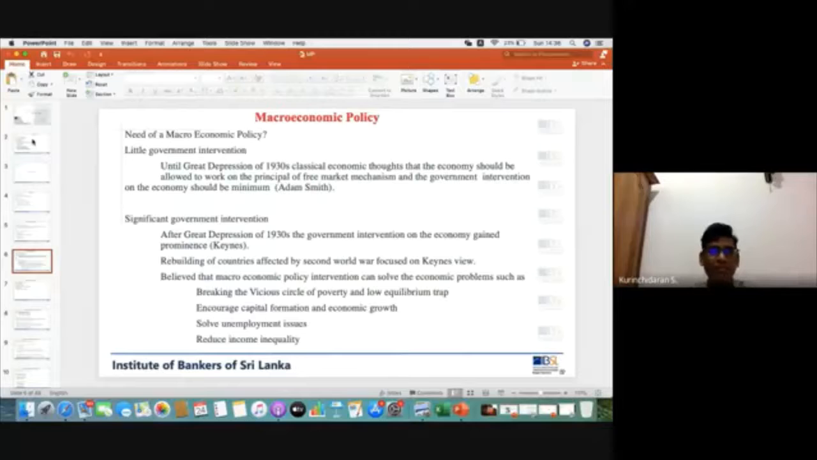Now, if you look at the time before the Great Depression in the 1930s, the economists thought that little government intervention was enough, or that no government intervention was required. Anything can happen through the free market mechanism. So they followed Adam Smith's explanation: the free market mechanism is good for any economy.